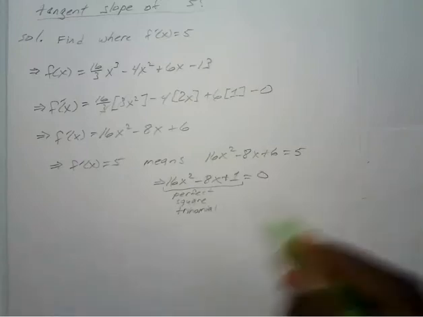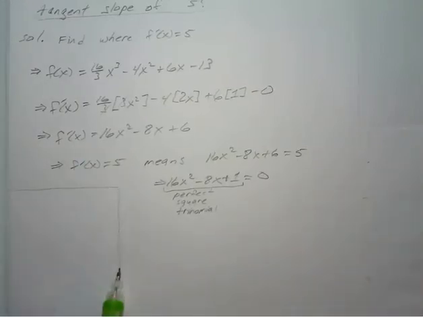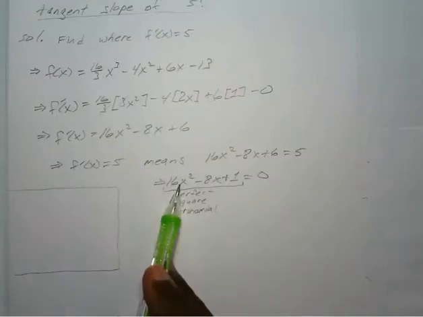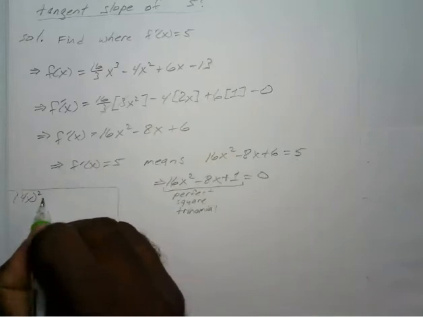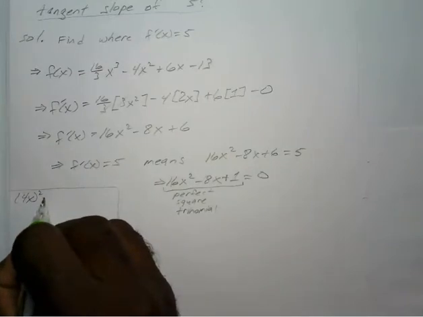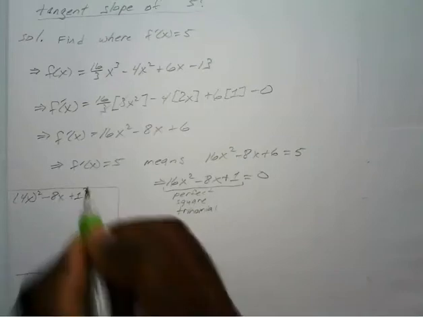Okay, so we're going to go ahead and just factor this one on the side here. So 16x squared, we're just going to make that 4x squared minus 8x plus 1 squared.